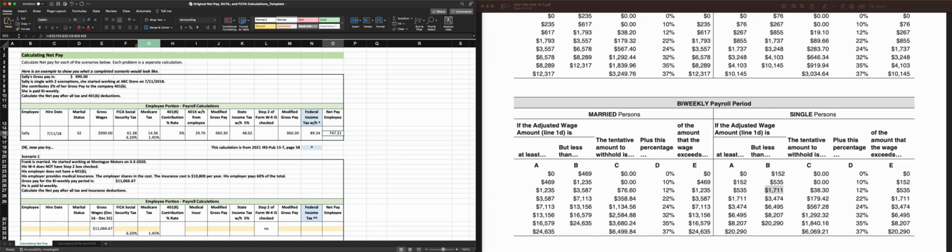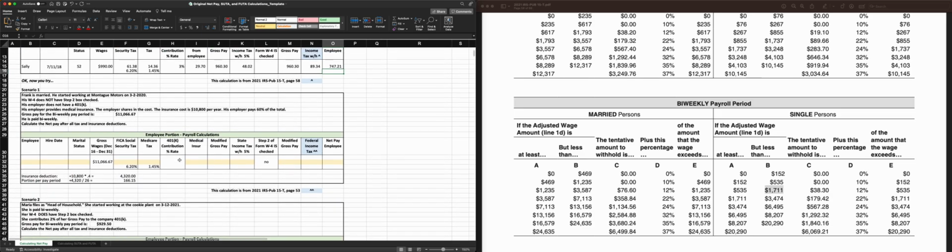Net pay to the employee is essentially gross wages minus FICA, Medicare, 401k, state, and federal income tax. That gives us the net pay to the employee. Okay, so now let's get to scenario one. Frank is married, and this says, again, page 53.